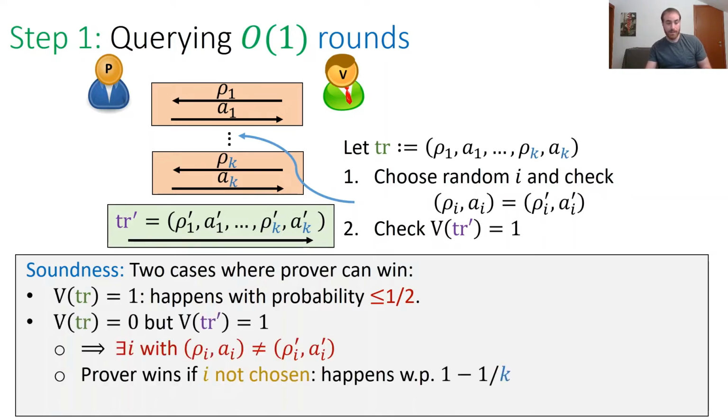The second case is if the actual transcript is rejecting, but then the prover has to send some TR prime that is accepting. This implies that the real transcript and the transcript sent by the prover disagree on at least one round. And the prover wins as long as the verifier doesn't query this specific round index in its check, which happens with probability 1 minus 1 over k. And so we end up with the verifier accepting with probability something like 1 minus 1 over k, which is really bad. We wanted a constant soundness error.